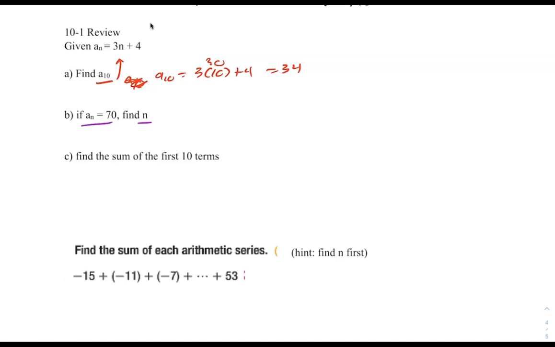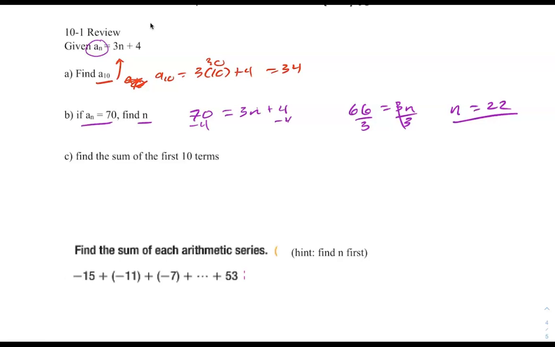So I know An equals 70. So 70 equals 3n plus 4. Then to solve for n, subtract 4. I get 66 equals 3n. Divide by 3. n equals 22. Just like that.